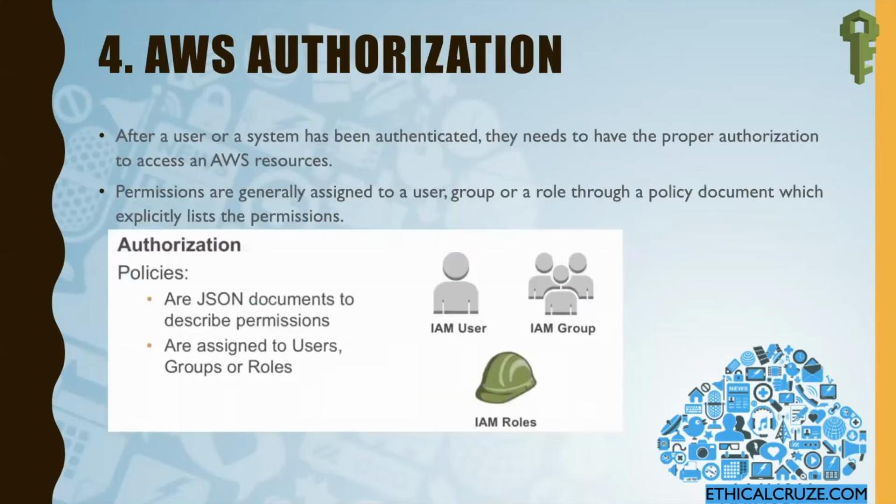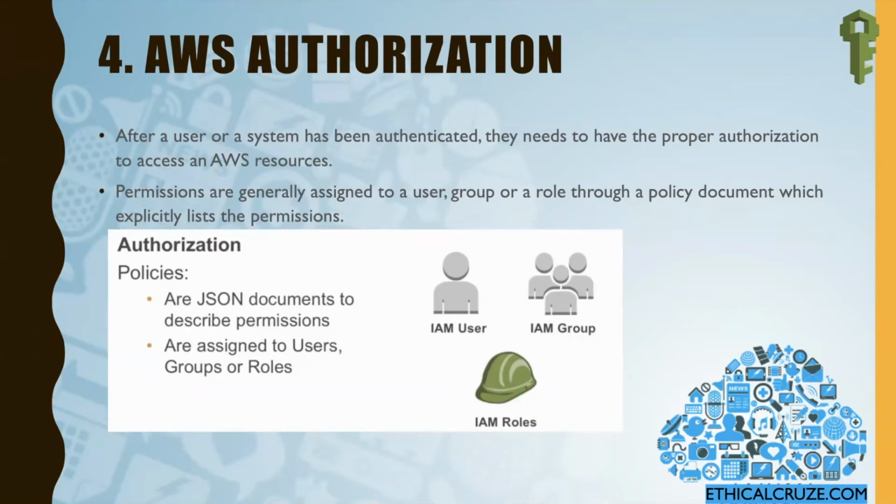Next, we'll talk about AWS authorization. After a user or system has been authenticated, they need to have the proper authorization to access AWS resources, because only on the basis of that will we be able to determine if they are allowed to access that resource or not. Authorization is a second step which comes after authentication. If authentication itself fails, then authorization will not come into the picture. But once the user is authenticated, the next step is to determine whether that user or system can access AWS resources or not.